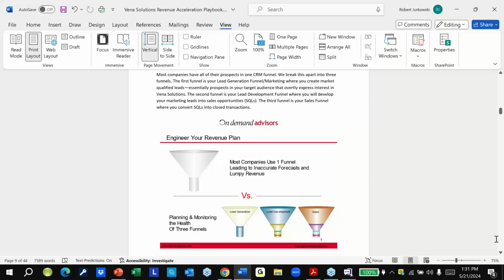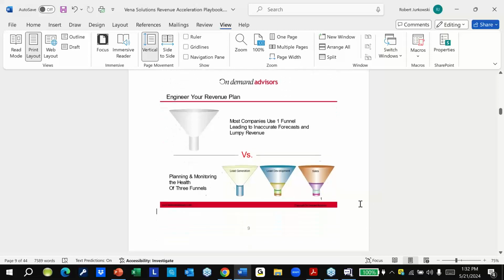The third part of the Revenue Acceleration Playbook for this client was doing what we call revenue engineering. So as we talked about, we've got 3 funnels. The first one is marketing, lead generation. The second one is lead development, developing that lead to be a sales opportunity. And the third is taking that sales opportunity to close.